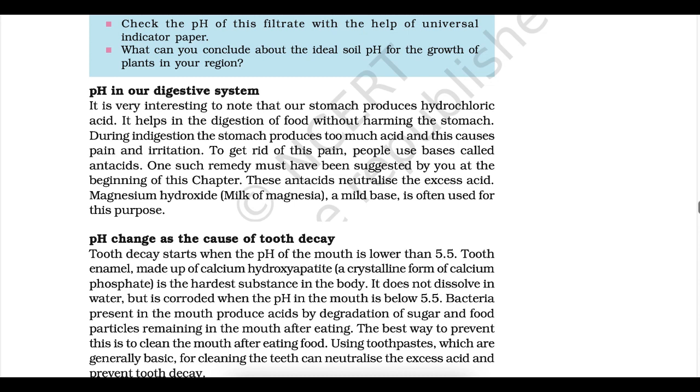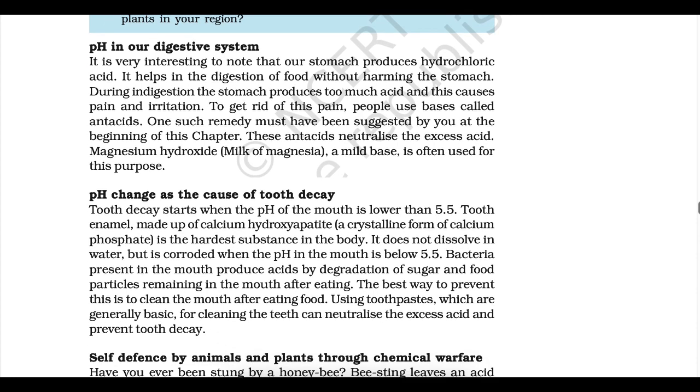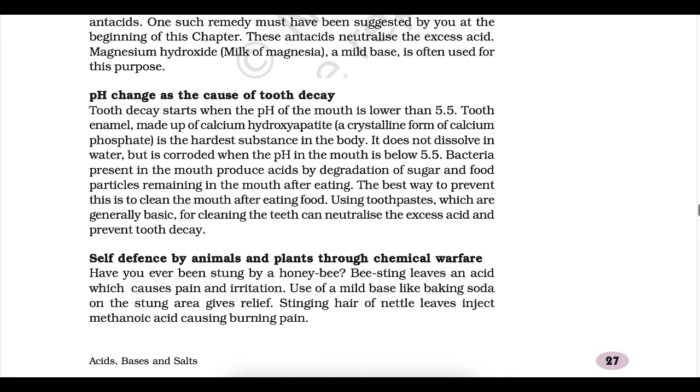pH in our digestive system. It is very interesting to note that our stomach produces hydrochloric acid. It helps in the digestion of food without harming the stomach. During indigestion, the stomach produces too much acid and this causes pain and irritation. To get rid of this pain, people use bases called antacids. One such remedy must have been suggested by you at the beginning of the chapter. These antacids neutralize the excess acid. Magnesium hydroxide, which is milk of magnesia, a mild base, is often used for this purpose.